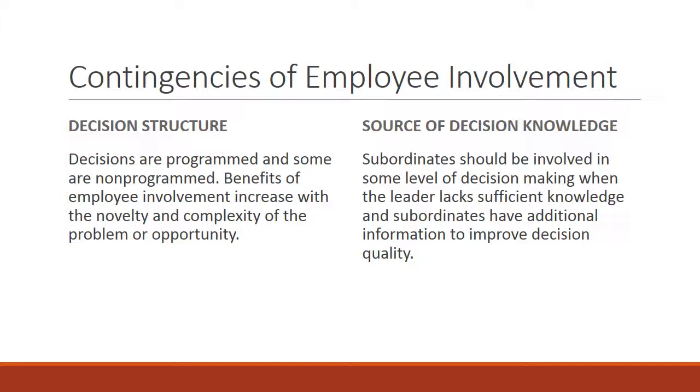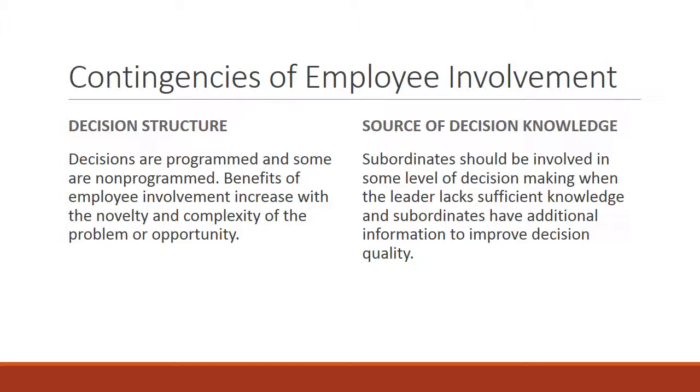This brings us to contingencies of employee involvement, which in other words means that the optimal level of employee involvement depends on the situation. There are 4 contingencies, which include decision structure, source of decision knowledge, decision commitment, and risk of conflict in the decision process. Right now, we will look at 2. First, let's look at decision structure.